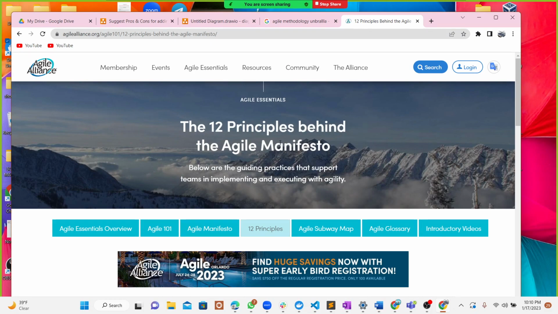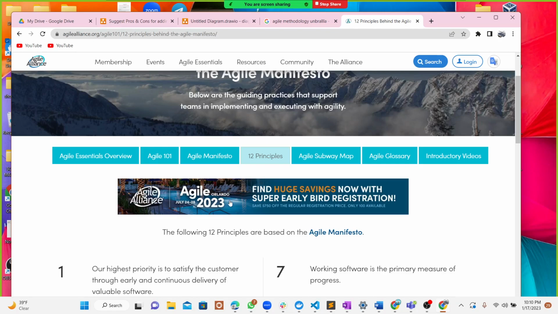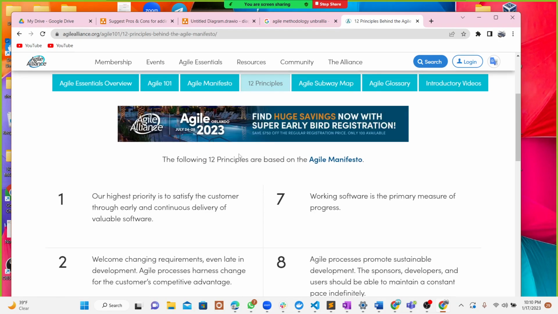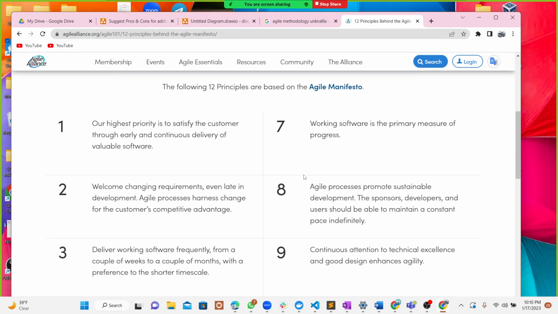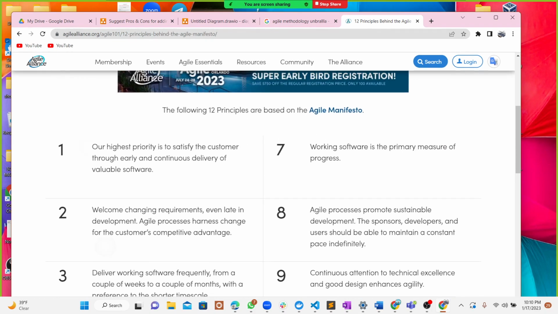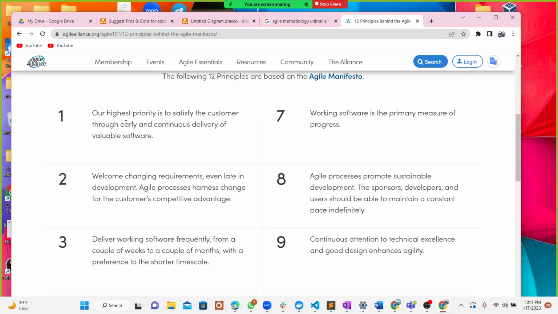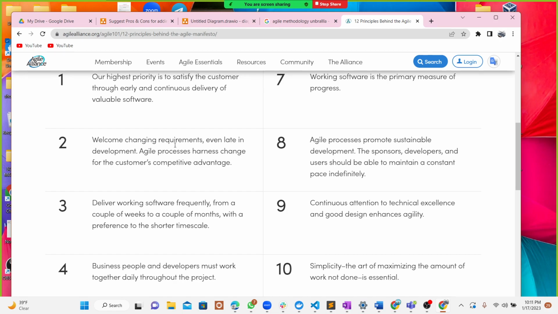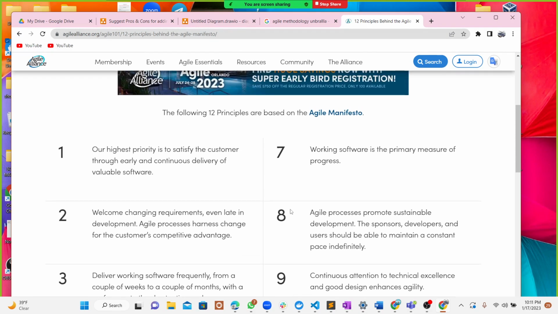This is Agile Alliance. This is another third-party organization that does training. I guess it's a consulting organization that trains Agile practitioners. So these are the 12 supporting principles. You see, they say our highest priority is to satisfy the customer, that is customer satisfaction. The next one is welcoming change. Then they'll be delivering software frequently, from a couple of weeks to a couple of months, with a preference to the shorter time scale. They want to deliver continuously.